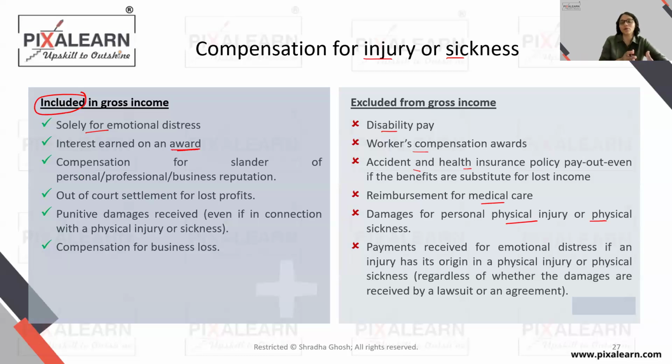Instead of 1 million, I wanted to get it as 20, 20, 20, 20 in 5 installments. Instead of 1 million, now I'm getting 1.5 million. In that case, the extra is interest, and that will be taxable. Okay, any compensation that I get for a slander. So I've put a case against you and I won that case against my business reputation or all of that, that will become taxable. Out of court settlements for lost profits.